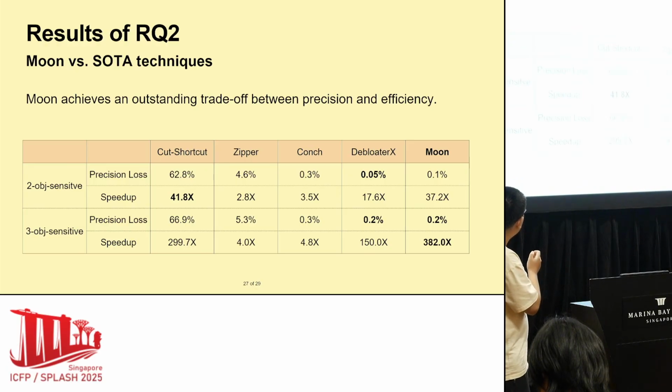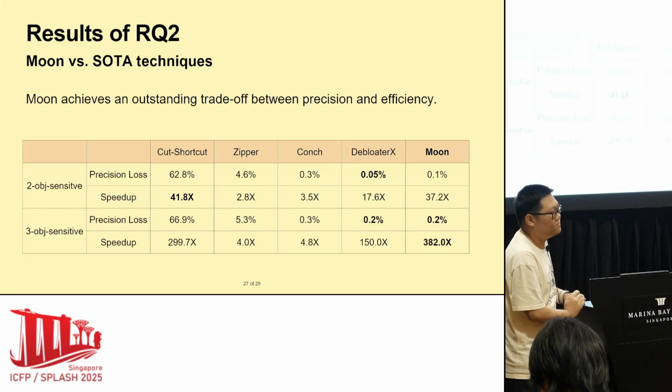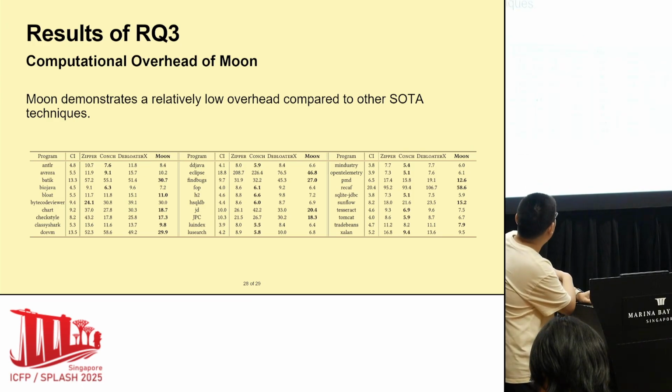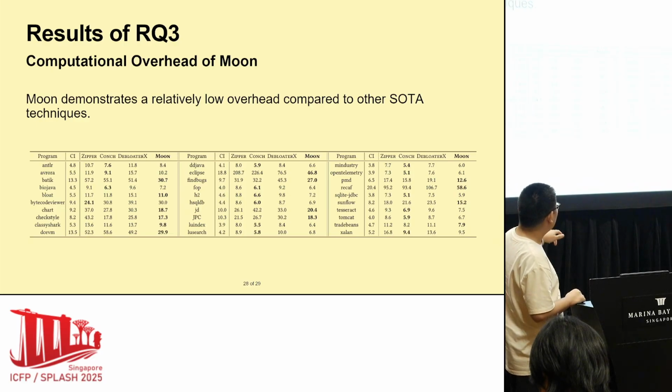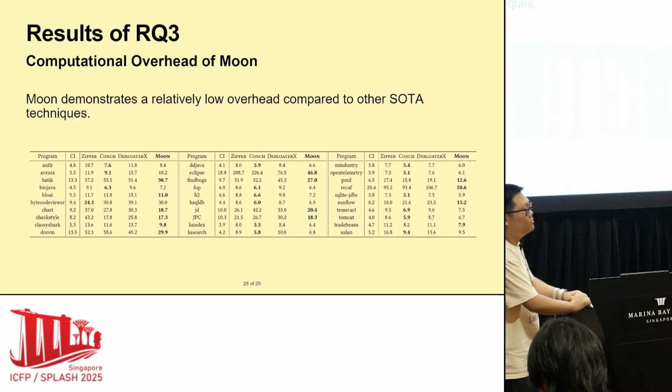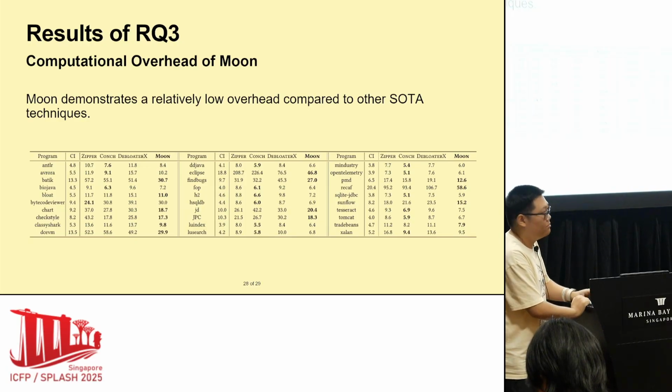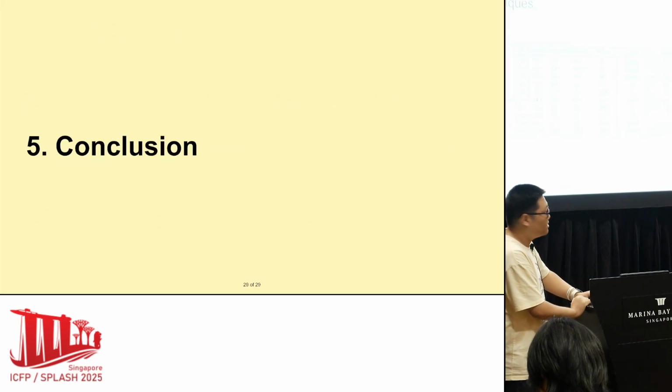So for RQ2, we list the details of precision loss and speedup here for 2-OBJ and 3-OBJ, and we can conclude that Moon achieves an outstanding trade-off between analysis precision and analysis efficiency. Also for RQ1, we list the time detail of Moon and other selective techniques, and we can conclude that Moon demonstrates a relatively low overhead compared to other tactics.